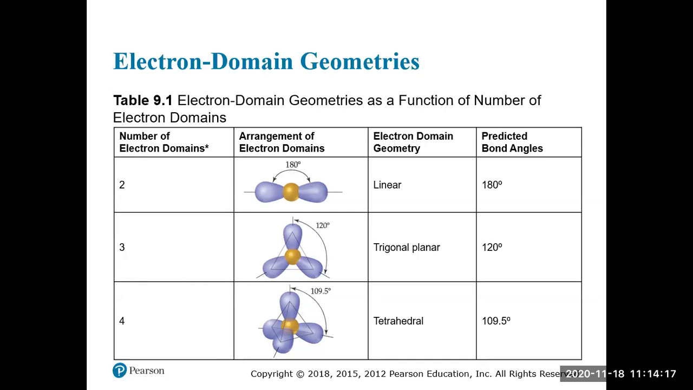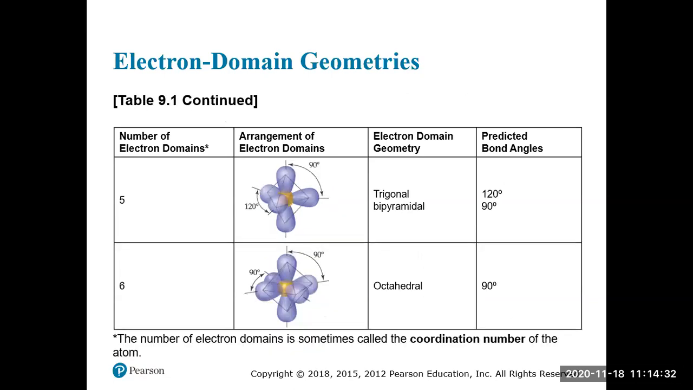For 4 electron domains, we wind up with a tetrahedral arrangement. In that case, all of those are equivalent, so it's a 109.5 degree bond angle. If we have 5 electron domains, that gets us to trigonal bipyramidal.